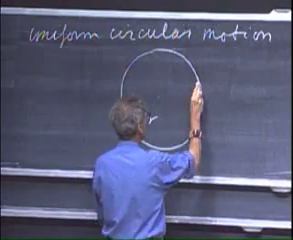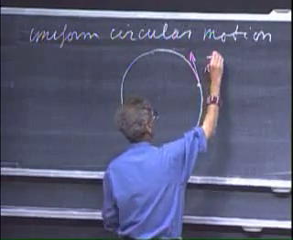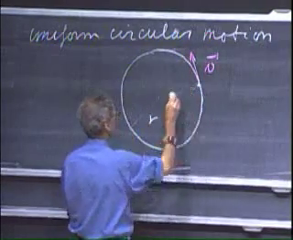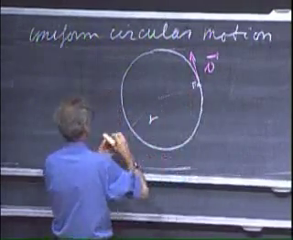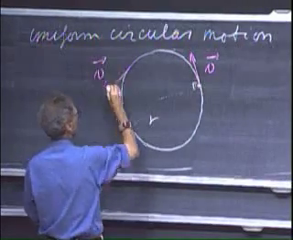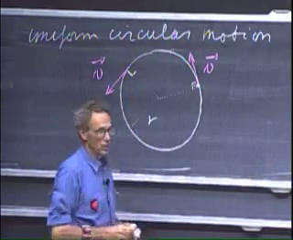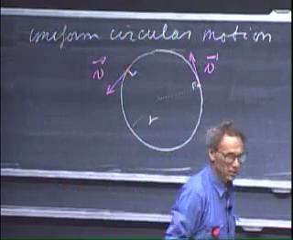When the object is here, this is the velocity. It's a vector, perpendicular. And later in time, when the object is here, the velocity has changed, but the speed has not changed.